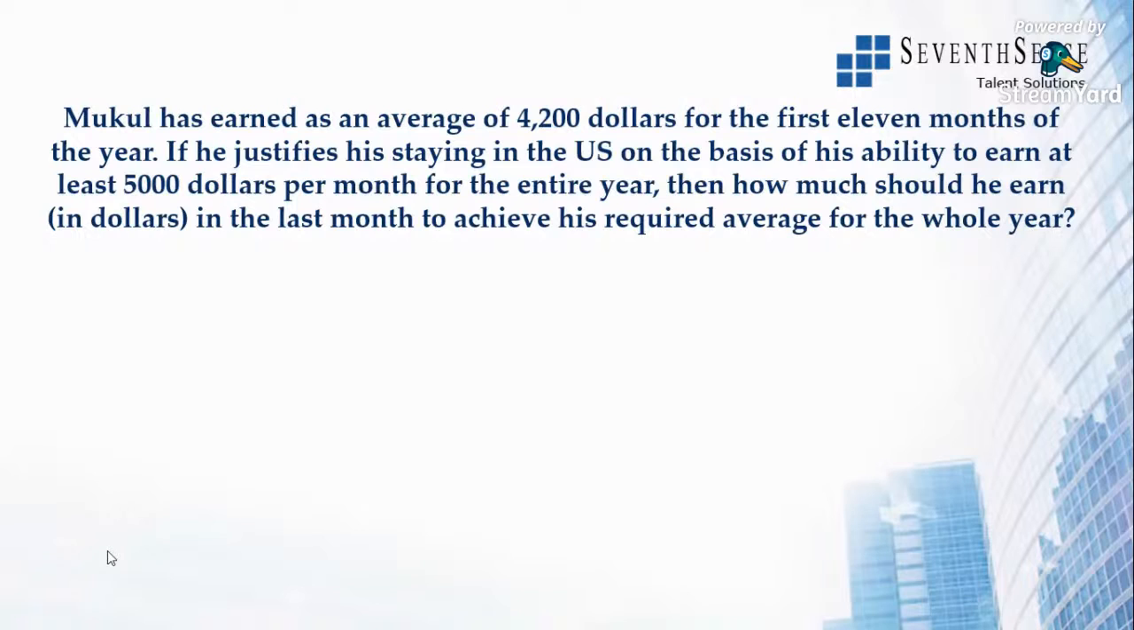This is the concept of averages. Don't think that the question is big and will take a lot of time to solve. It is the easiest question. Look at the question in a simple way. Mukul has earned an average of $4,200 for the first 11 months of the year. If he justifies his staying in the US on the basis of his ability to earn at least $5,000 per month for the entire year, then how much should he earn in the last month to achieve his required average for the whole year?